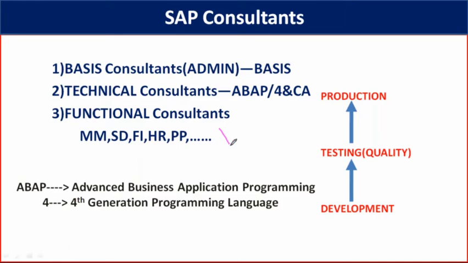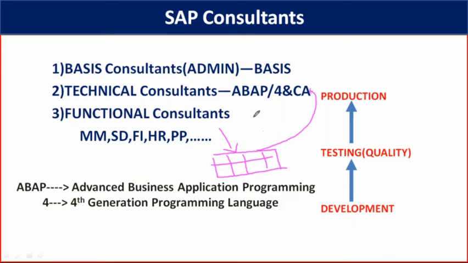Whenever the company gets a project, the functional people will design a specification, a blueprint: what the client requirement actually is, what tables, what fields, what conditions, everything they design. And the task is given to the technical people, saying that our client requirement is this.